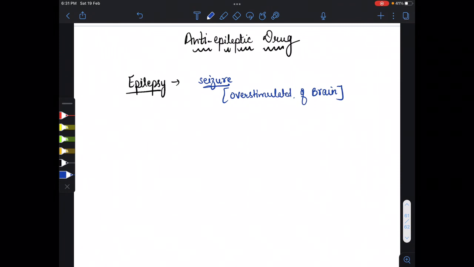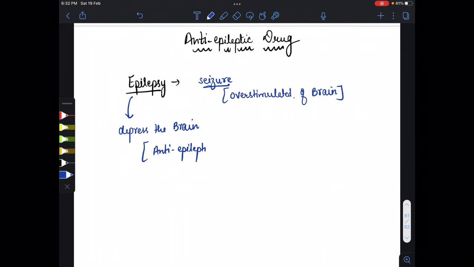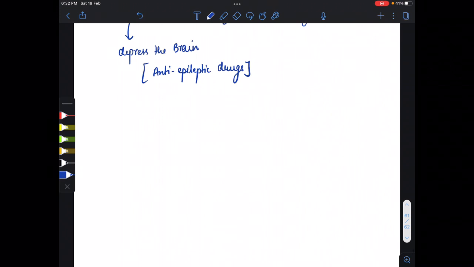So now we have to depress the brain. For epilepsy, we have to give the anti-epileptic drug, which means we have to depress the brain, because first there is overstimulation, which leads to the seizure. So we have to depress the brain so seizures will not occur. How can we depress the brain? Those drugs which depress the brain are known as anti-epileptic drugs.